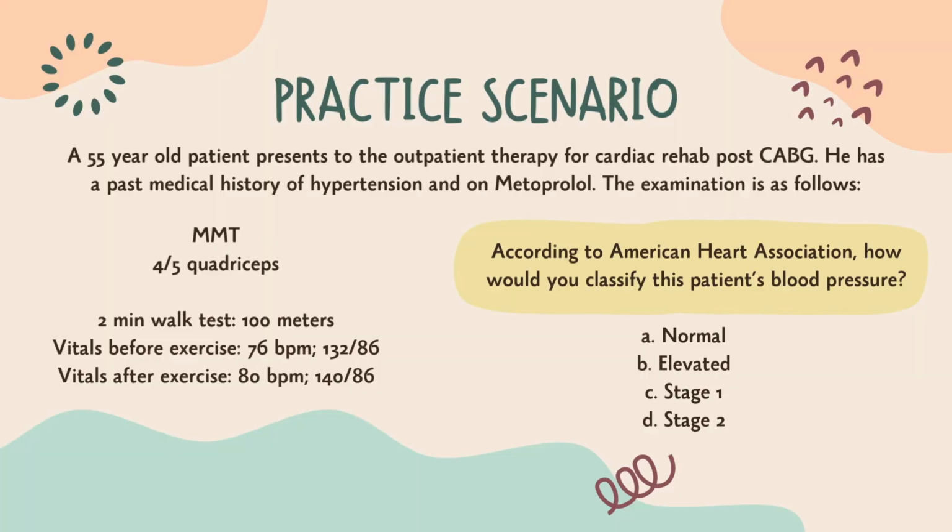So this would be C, stage 1, because 132 is in the stage 1 systolic blood pressure range, as well as 86 also matches the diastolic blood pressure. So stage 1 would have systolic blood pressure 130 to 139 or diastolic blood pressure 80 to 89. So for this case, they both fit in stage 1, but you have to know that it's an "or", not an "and".